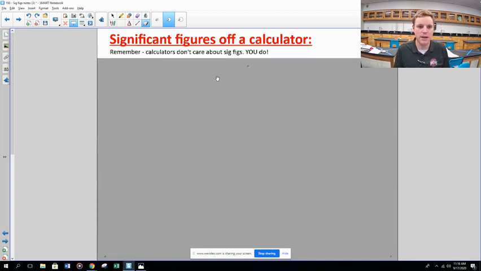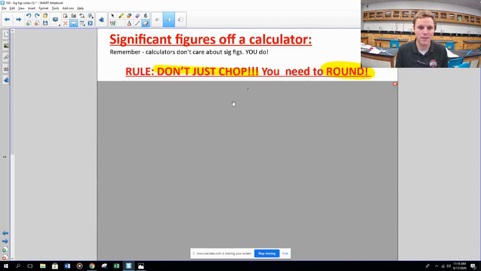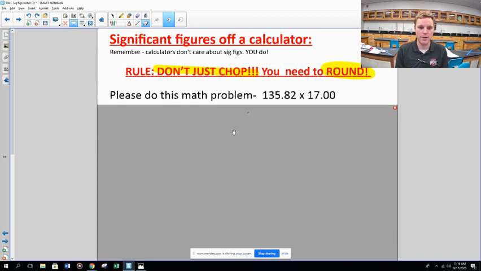Please remember, calculators don't care or understand SigFigs, but you do. That's very important, especially when it comes to rounding. When you're rounding, you don't chop the number off. You just simply round. You smooth it over. You make it prettier. So let's talk about this math problem.